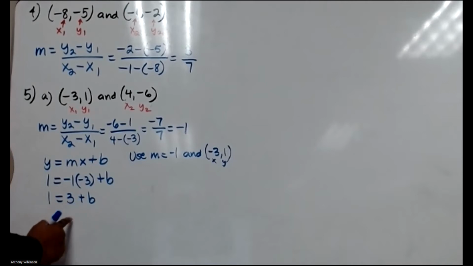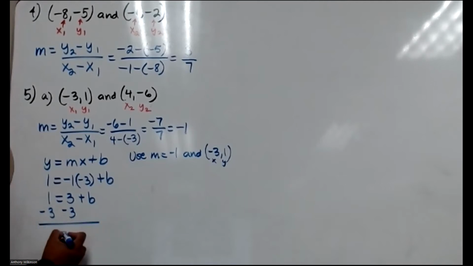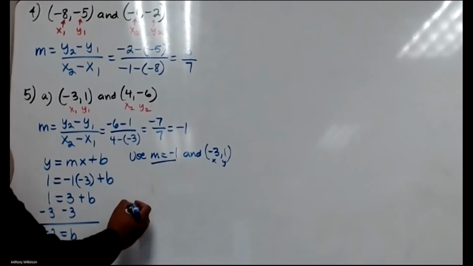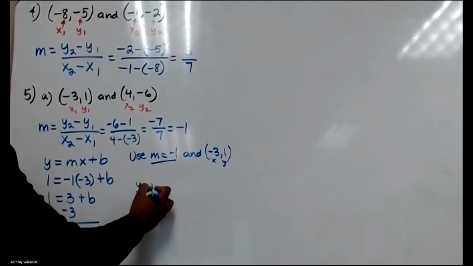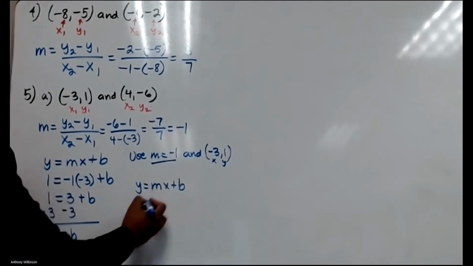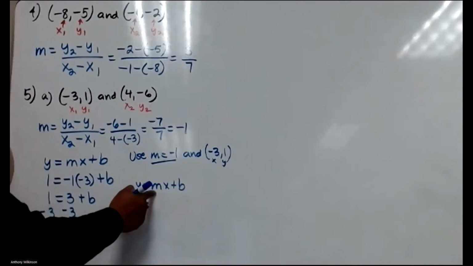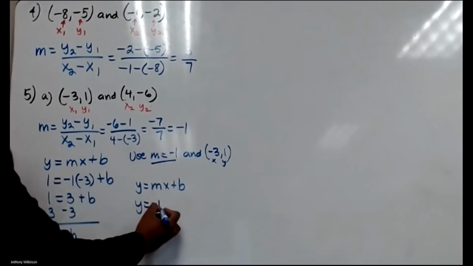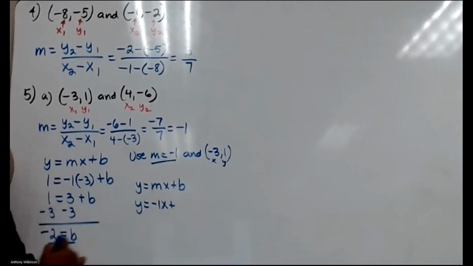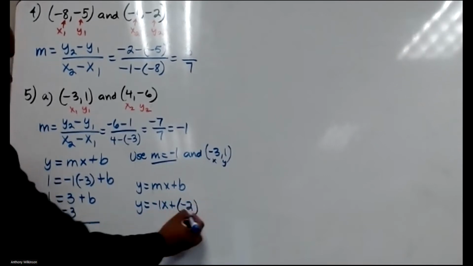Now to solve for b, I'm adding 3, so I need to subtract 3. And what is 1 minus 3? Negative 2. So that's my y-intercept for this equation. All right, since I have the slope of negative 1 and the y-intercept of negative 2, here's the equation. And of course, the slope-intercept form is that y equals mx plus b. So all I'm going to do there is just substitute the m with that negative 1. So it'll be y is equal to negative 1x plus the b, negative 2.